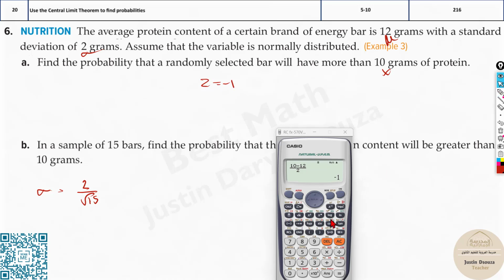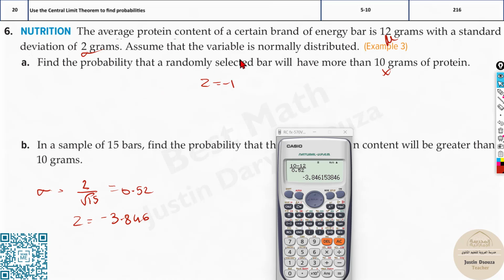Now what about the next one? Here, first let me find the standard deviation. Over here it is 0.52. Then we will find this z value. What is the x value? It's again 10 itself. 10 minus the mean, given as 12, divided by 0.52. So this is the z value, that is minus 3.846. Let me just take 3 decimals. And then we have found the z value. Look at the question properly.